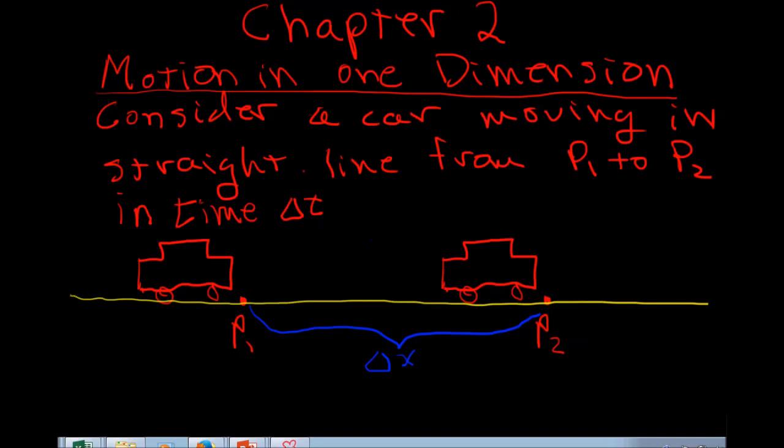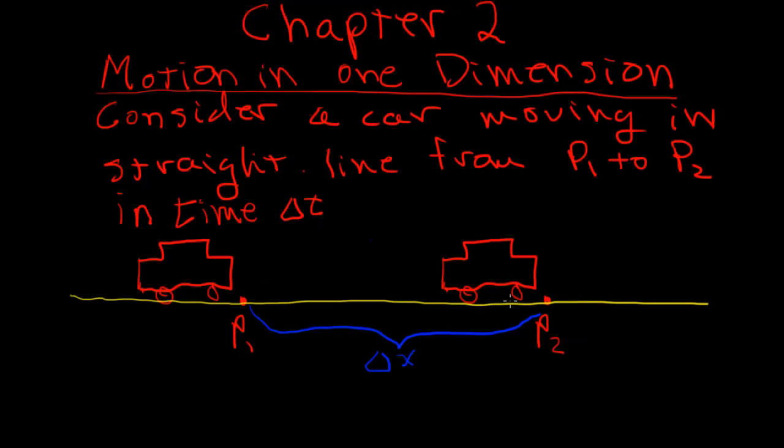Chapter 2, Motion in One Dimension. Consider a car that is moving in a straight line from point P1 to point P2. The distance it travels is delta x, and it does so in a time delta t.